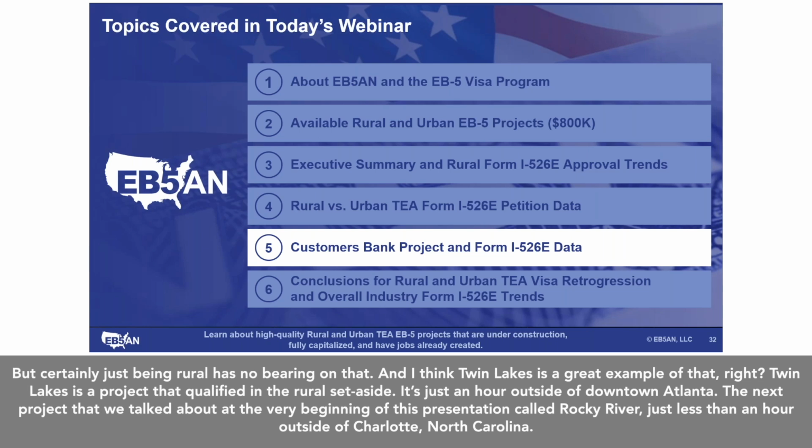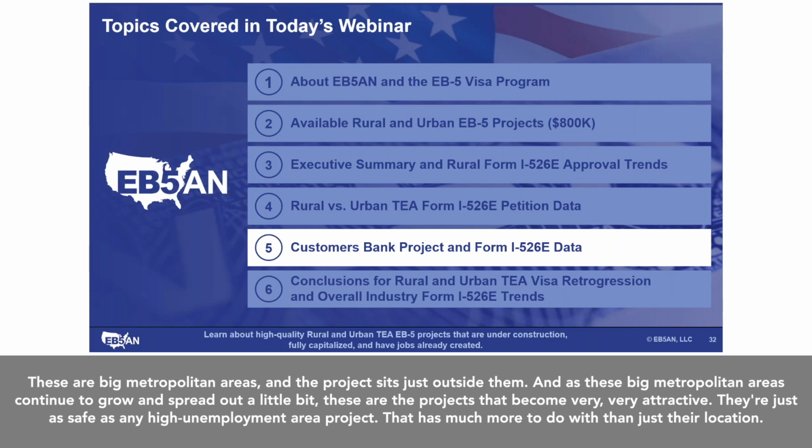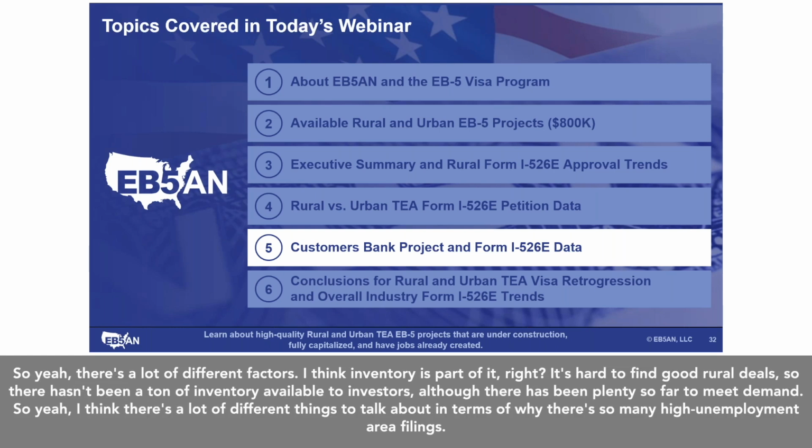And I think Twin Lakes is a great example of that. Twin Lakes is a project that qualified in the rural set aside and is just an hour outside of downtown Atlanta. The next project that we talked about at the very beginning of this presentation, called Rocky River, is just less than an hour outside of Charlotte, North Carolina. These are big metropolitan areas, and the projects sit just outside of them. And as these big metropolitan areas continue to grow and spread out a little bit, these are the projects that become very attractive. And they're just as safe as any high unemployment area project. It has much more to do with than just their location. So yeah, there are a lot of different factors.